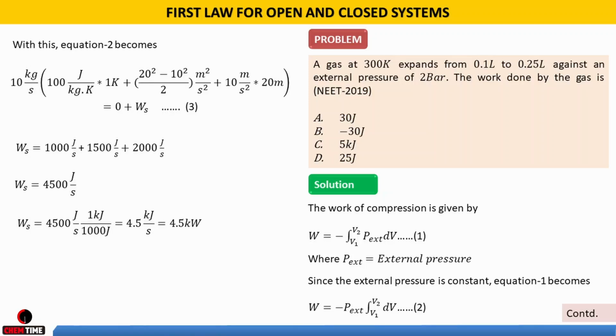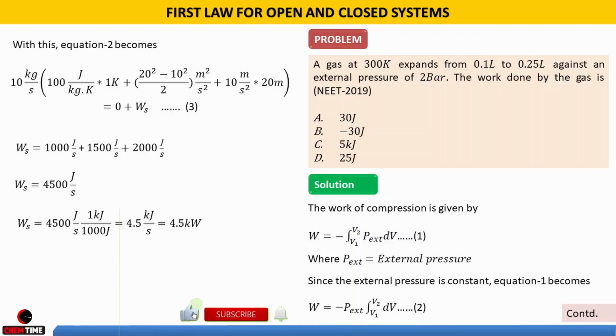Here, the work is done by the gas. As a result, work becomes negative. So, in the given choices, A is 30 joules, B is minus 30 joules, C is 5 kilojoules, D is 25 joules. Straight away we can say B is the correct option because it is the only negative value in the given values. This can be shown mathematically also, based on the work of compression, rather it's a work of expansion in this case.